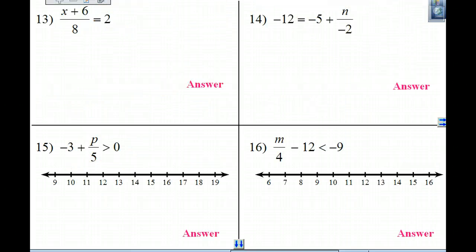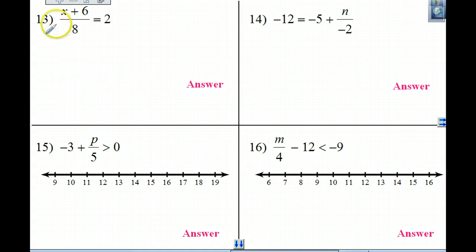Let's skip up to 13. Now this usually trips people up because they skip that first step. But what am I supposed to do? I want to go straight to, okay, minus 6 multiplied by 8. Don't skip that first step.